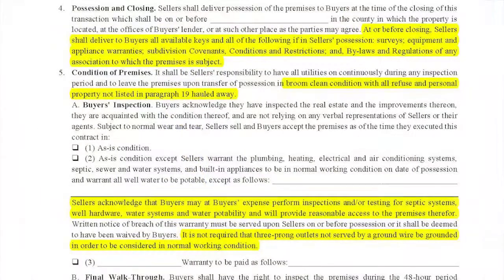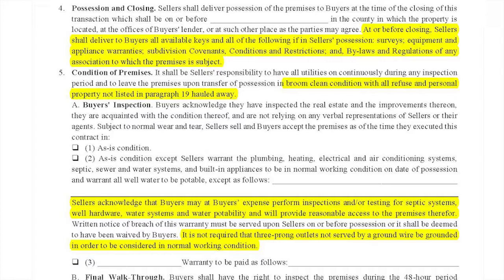So Mr. and Mrs. Buyer, paragraph 5A says that buyers acknowledge they've inspected the real estate and the improvements thereon, and they're acquainted with the condition thereof. That is not referring to a professional home inspection. Mr. and Mrs. Buyer, what that is saying is you have been to that property and you've seen it with your own eyeballs. This is an important way to lay the groundwork for setting realistic expectations. Mr. and Mrs. Buyer, you've seen it with your own eyeballs, you've inspected it, you generally know the type of condition of the property, and you're agreeing to take it in, and 5A1 is as is period as it's always been. 5A2 is the more common as is condition with the typical seller warranties.